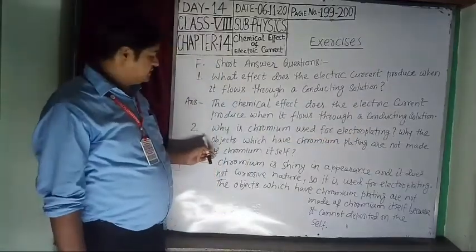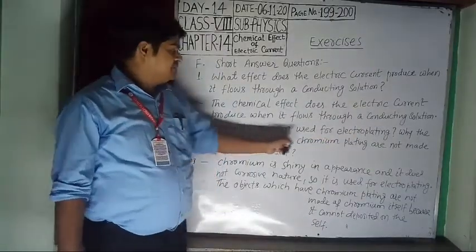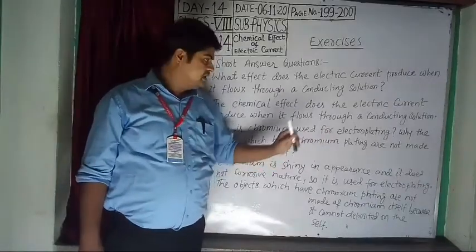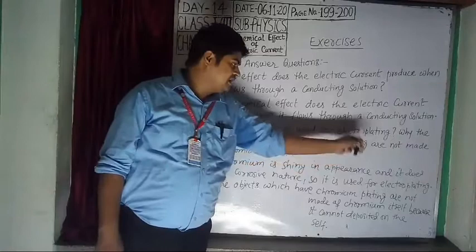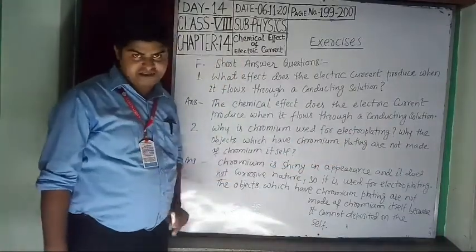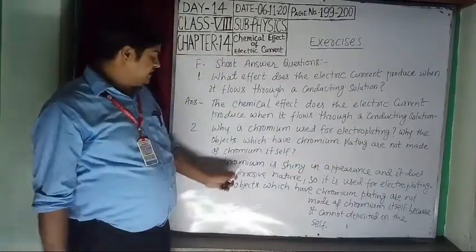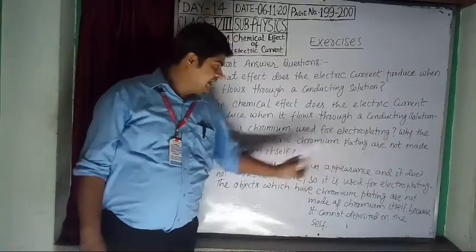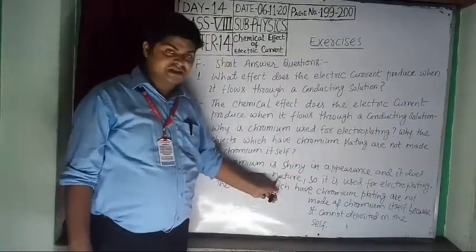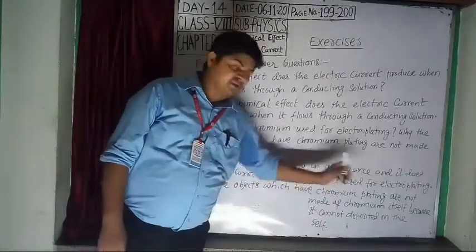Question number 2. Why is chromium used for electroplating? Why are the objects which have chromium plating not made of chromium itself? Okay. The answer is chromium is shiny in appearance, and it is non-corrosive in nature, so it is used for electroplating.